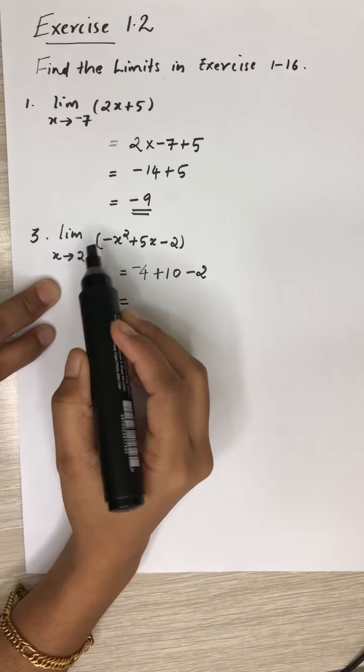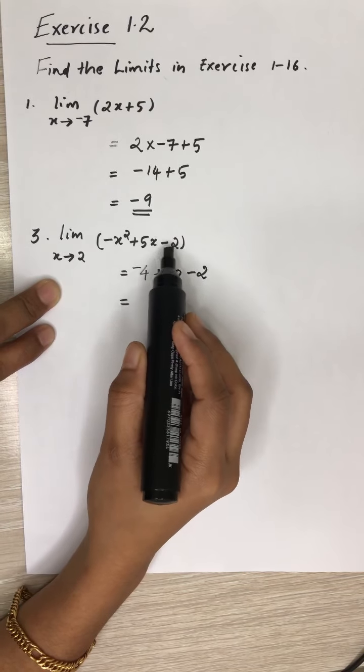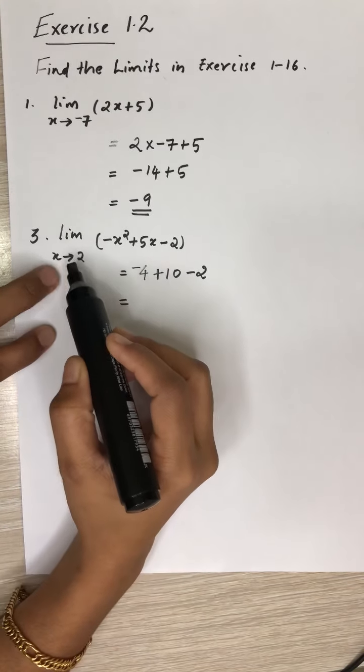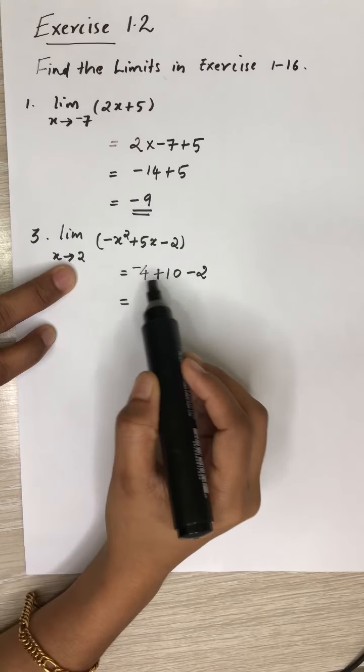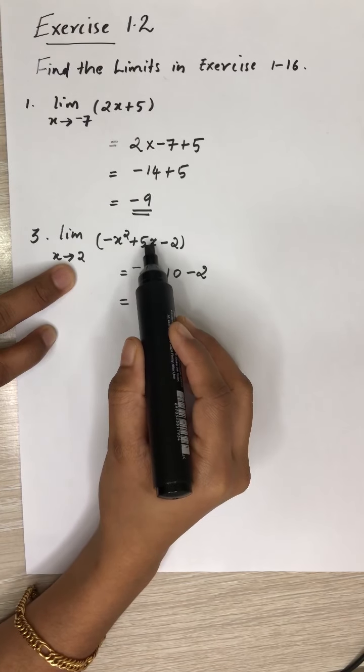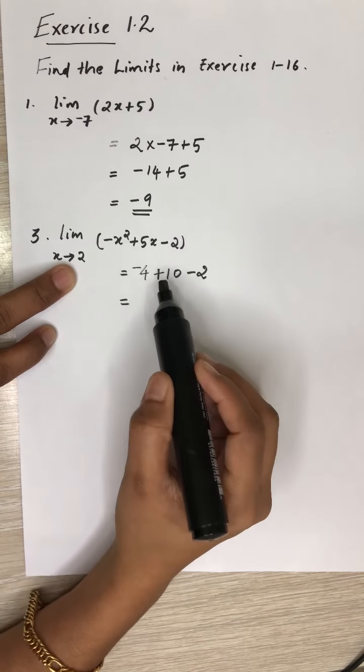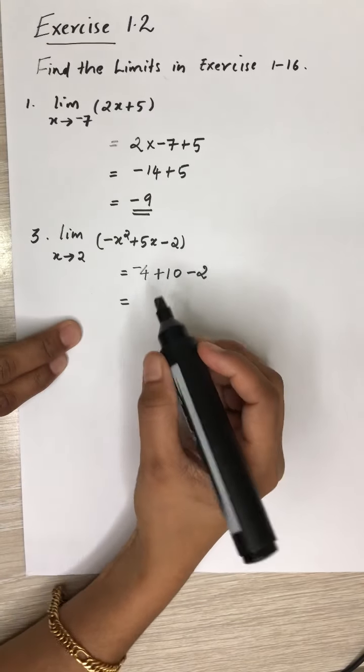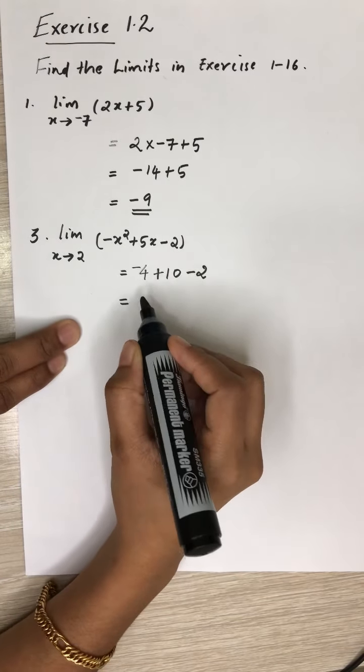Limit as x tends to 2 of minus x squared plus 5x minus 2. Minus x squared is minus 2 squared, that is 4, plus 5 into x, that is 2. 5 into 2 is 10, minus 2 is equal to 4.